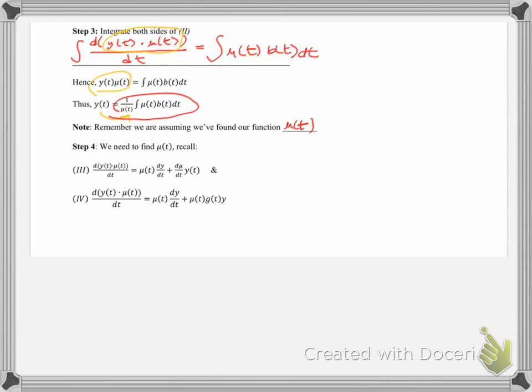So recall again that because of what we assumed on that last slide, the derivative of y of t times mu of t over dt equals mu of t times dy dt plus d mu over dt times y of t. And I should have reversed that, but it's fine. And also recall that we said that the derivative of y of t times mu of t over dt equals mu of t times dy dt plus mu of t times g of t y. Okay, so again, we assume, and this is the one we assume. Well, you see, we can set 3 and 4 equal to each other, right?